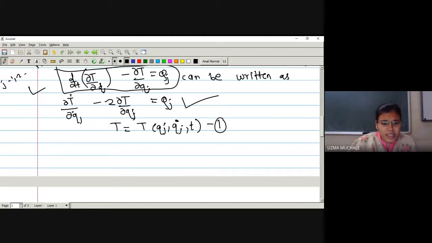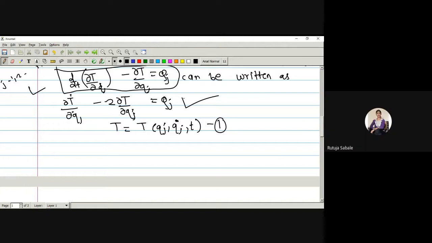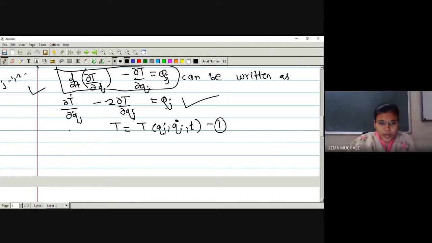So what is the difference in this equation? The ∂T/∂qj is the same. Here we have to just find out the difference between d/dt of ∂T/∂q̇j and ∂Ṫ/∂q̇j, and for the ∂T/∂qj term, here it is 2 times. Is the idea clear now? Yes, ma'am. Okay. So for that, first we'll find out the value of Ṫ.